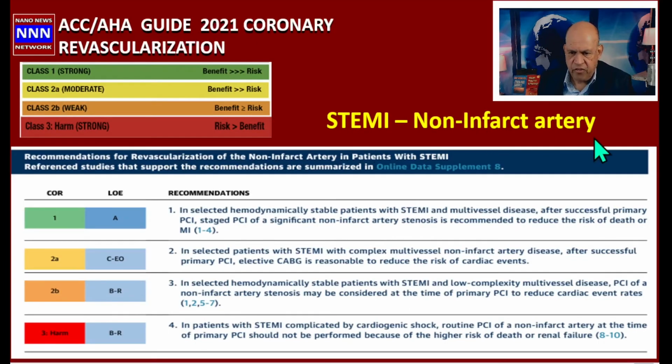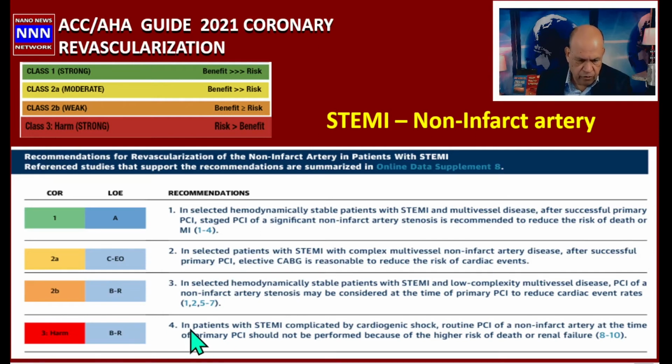All right, STEMI and the non-infarct coronary artery. The only time you would intervene in a non-infarct coronary artery would be here. It's a class 1 indication in selected hemodynamically stable patients with STEMI and multivessel disease after successful primary PCI. Staged PCI of a significant non-infarct coronary artery is recommended to reduce the risk of death or MI. So look at this, this is staged. It is not saying in the same setting. And there are other ones, you can just read it.